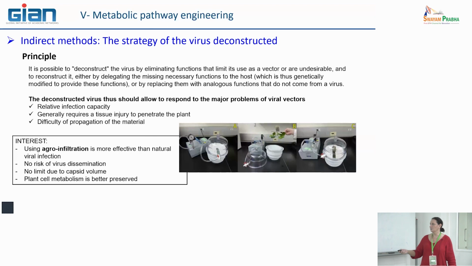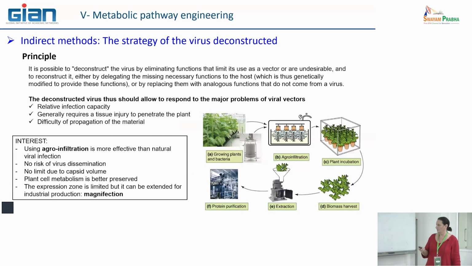And this is a system that can preserve the plants, because you are not obliged to cut a piece or to inject your plasmid with a strong force. And this system has been developed at an industrial scale. This is what I want to show you here. For example, you can have some specific plants, mainly tobacco, Nicotiana benthamiana, because they have lots of aerial biomass. So you can make some culture.